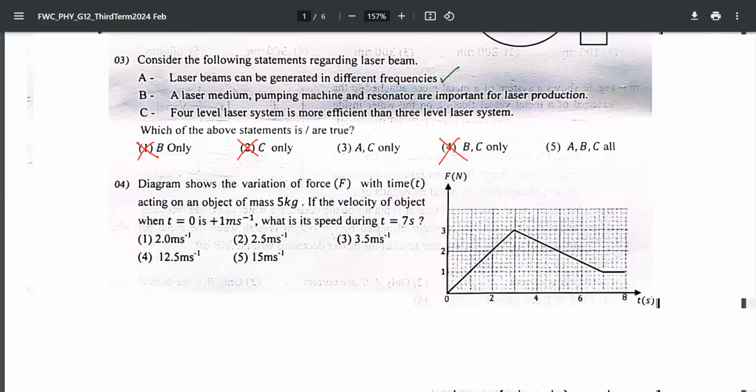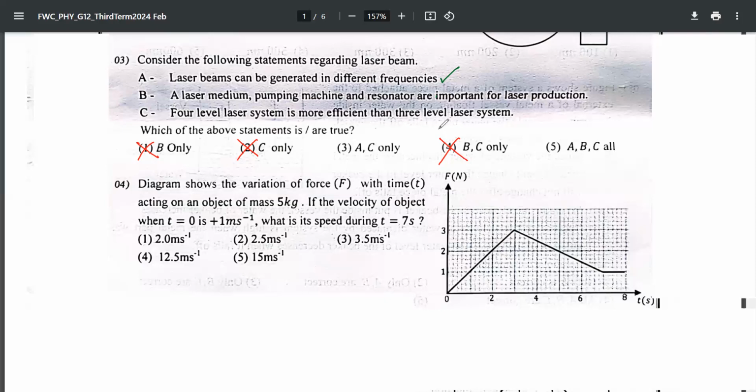I'll just give you a small idea about laser. In laser, you have learned chemistry, right? In chemistry, according to Niels Bohr's theory, when you provide energy to electrons, they go to high energy levels, and then they come back to low energy levels. When they come back to low energy levels, they emit energy in the form of electromagnetic waves. That's how laser is produced. So the pumping machine is needed to pump energy, to pump the electrons to high energy levels. And the resonator is needed to amplify the energy. So they accelerate the electrons and make the laser beam stronger.